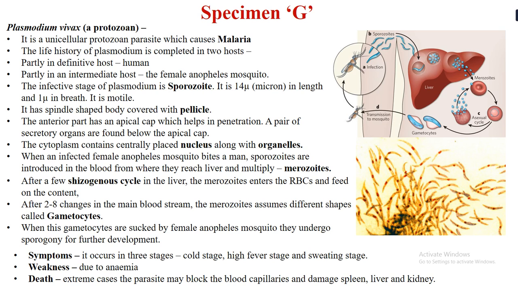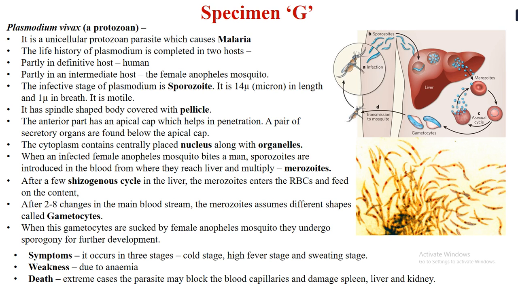Other than this, there is extreme weakness due to anemia. Now what happens is, the merozoites actually destroy your RBC, the red blood corpuscles in your blood, and so there is anemia, and when there is anemia, it will ultimately lead to weakness in your body. In extreme conditions, when the parasites have blocked the blood capillaries of the human body, it will damage the spleen, liver, and kidney, and the person will die. So this is the extreme case in malaria.